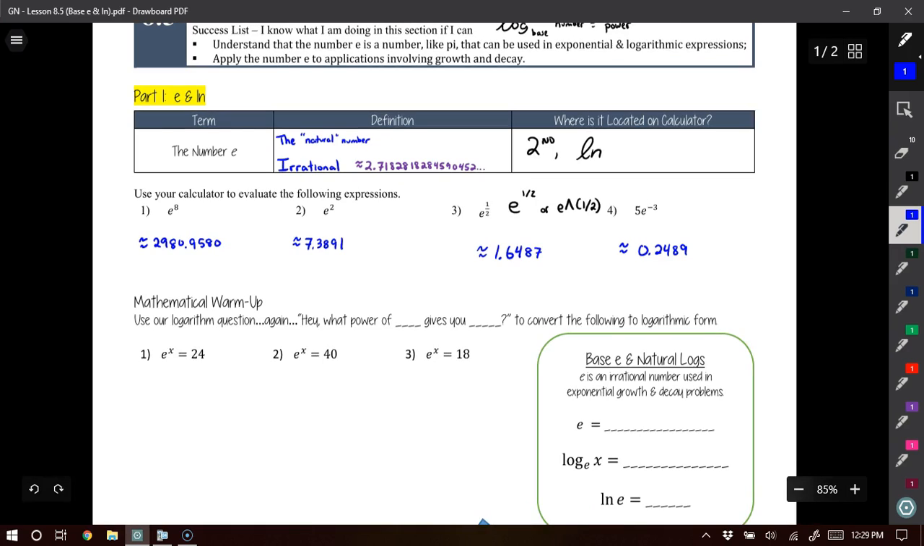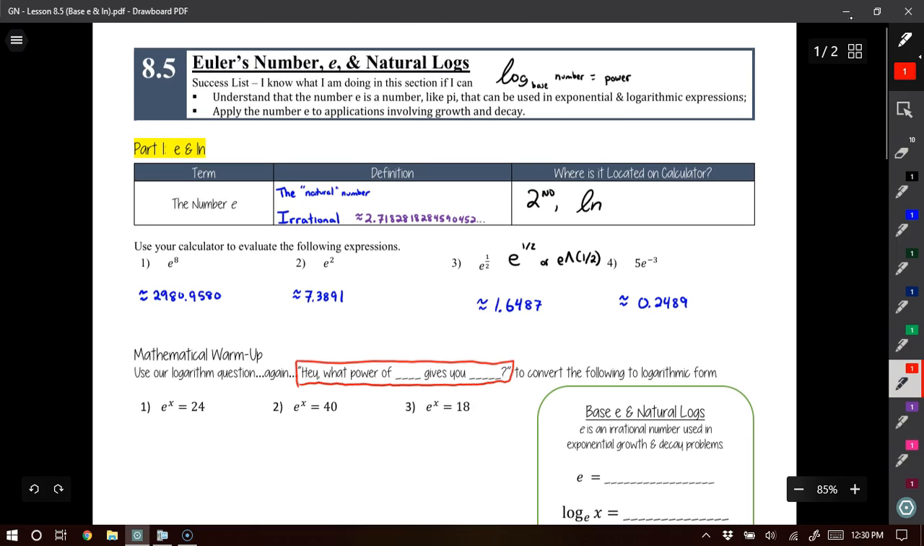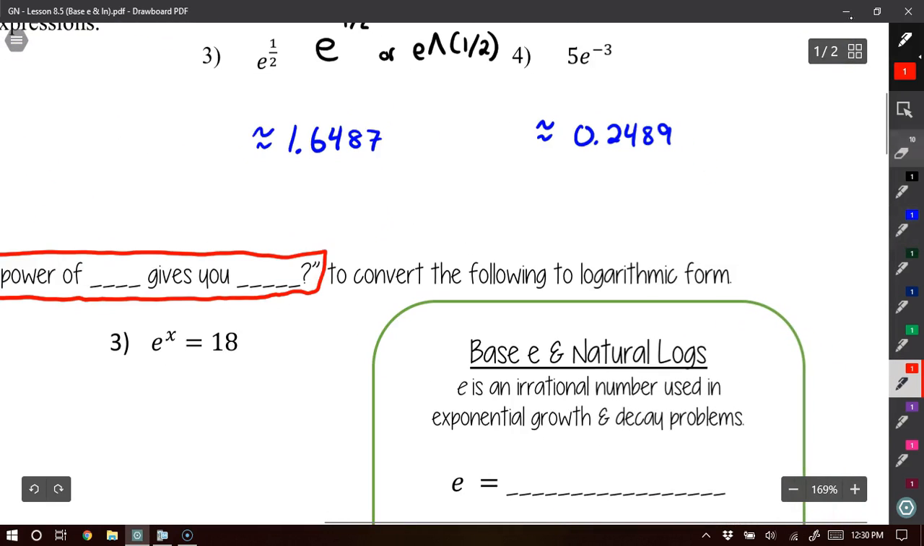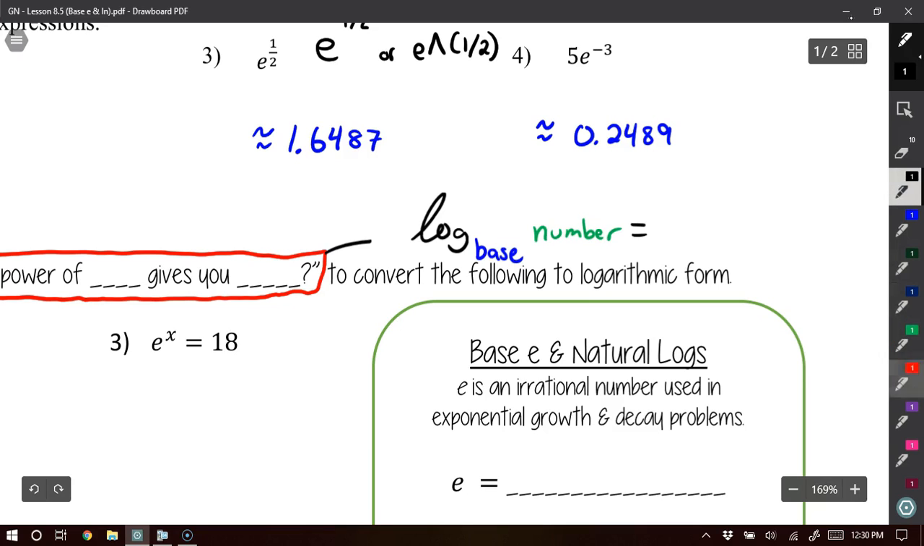Now the next part is the meat of the lesson: how do you deal with natural logs? And this is where I'm saying do not get hung up on it. Always remember our question: what power of blank gives you blank? That is the definition of a logarithm, and that is what we talked about right up here in the beginning. Now I'm going to go back to the color coding that I did in the previous videos. When I ask, what power of blank, my base, gives me some number, that log equals our power.